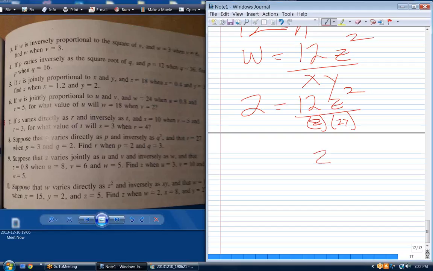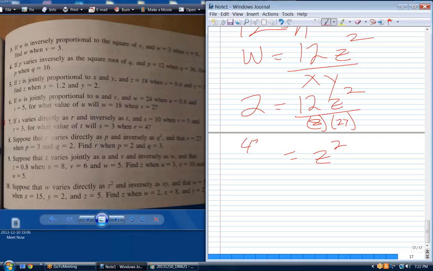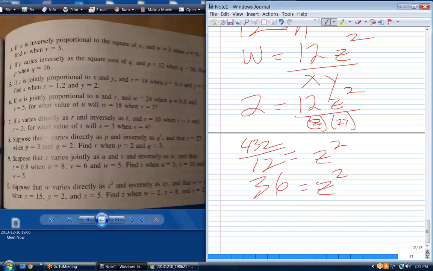So Z squared is equal to what? 432 equals 12 times Z squared. You can divide by 12. Then you get 36 from that equals Z squared. Take the square root of both sides, and then you get Z equals plus or minus 6. Very good.